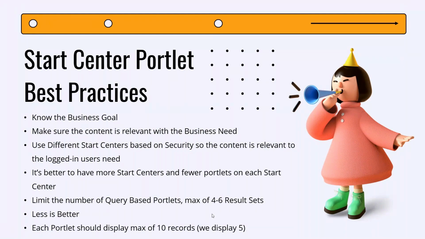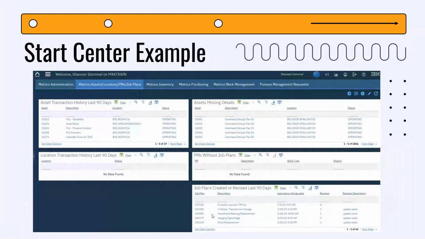Also, it's best to limit the number of rows and columns the portlet displays. By default, the number of rows is 10, but here at Instill, we display 5 rows to help with the display screen. All right, next slide.